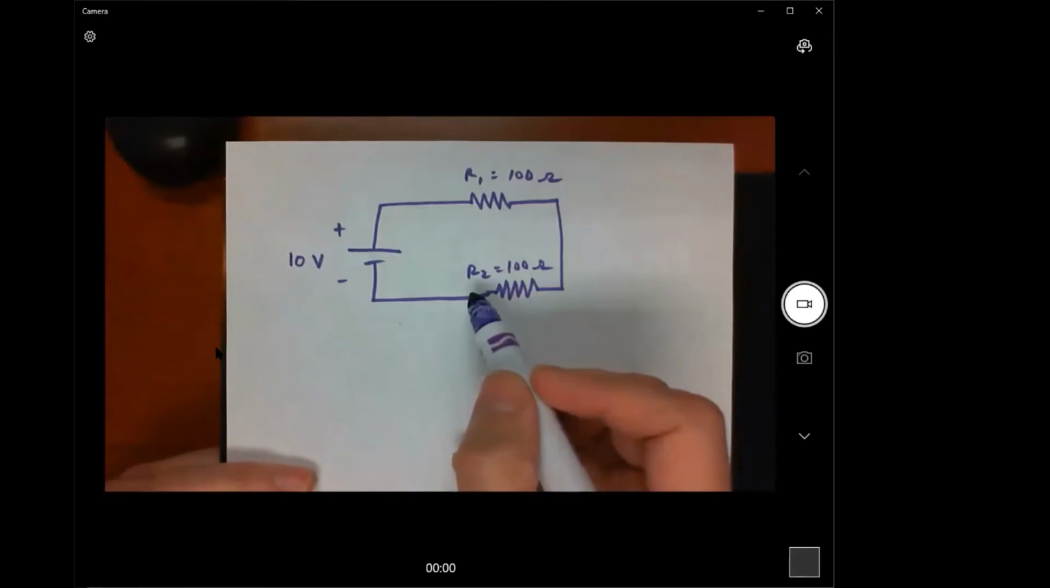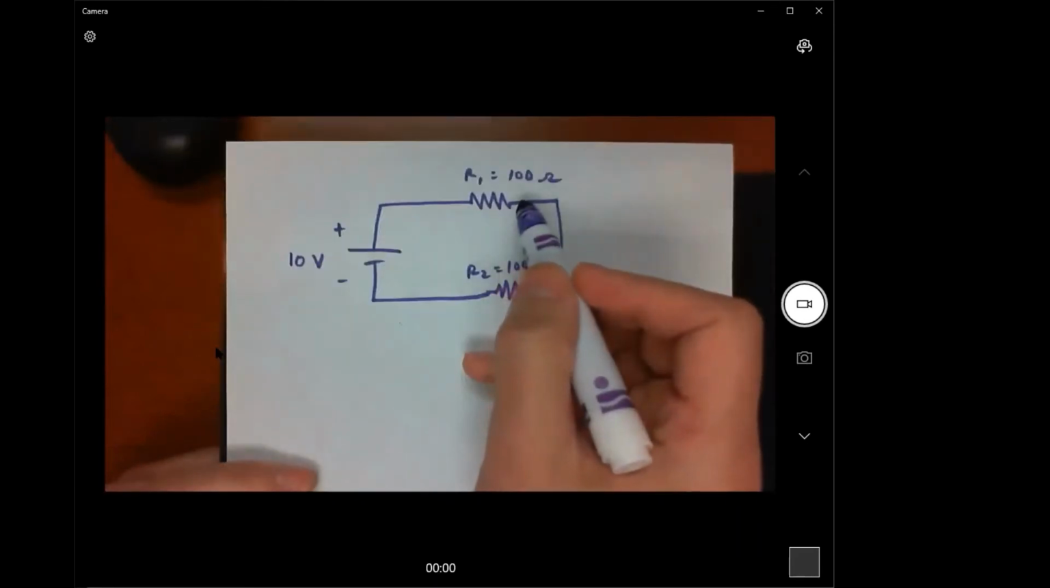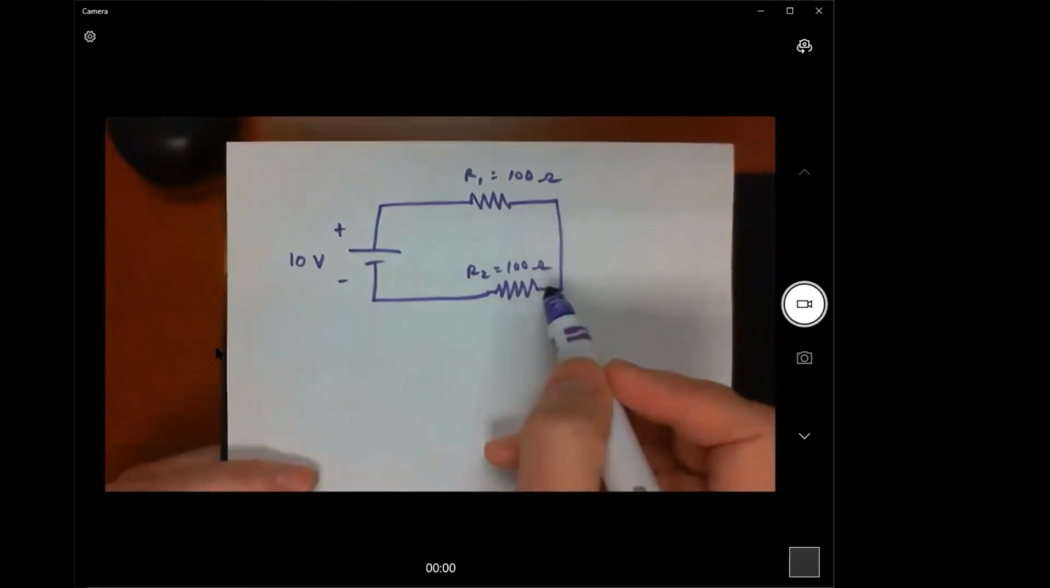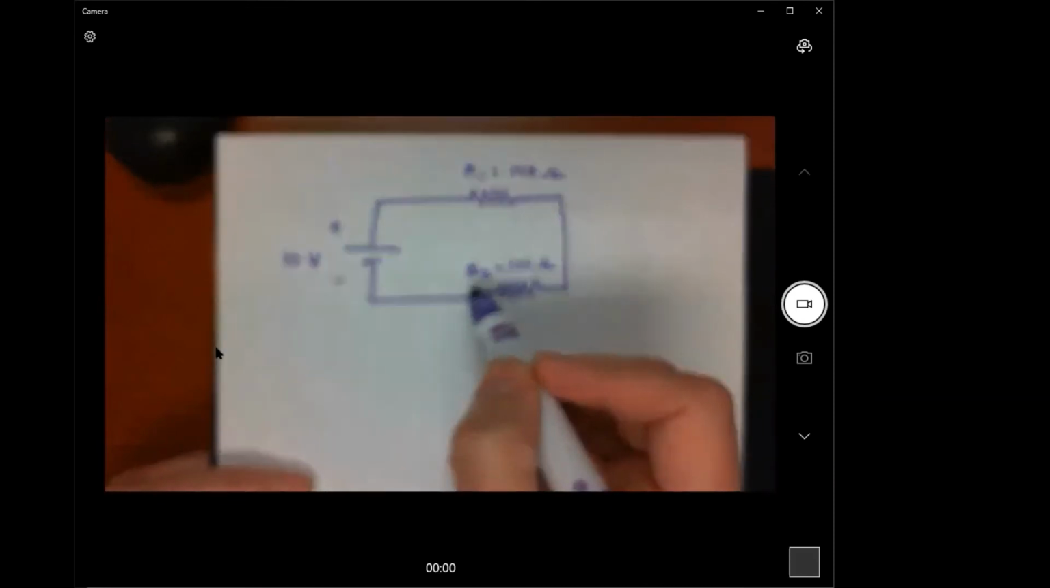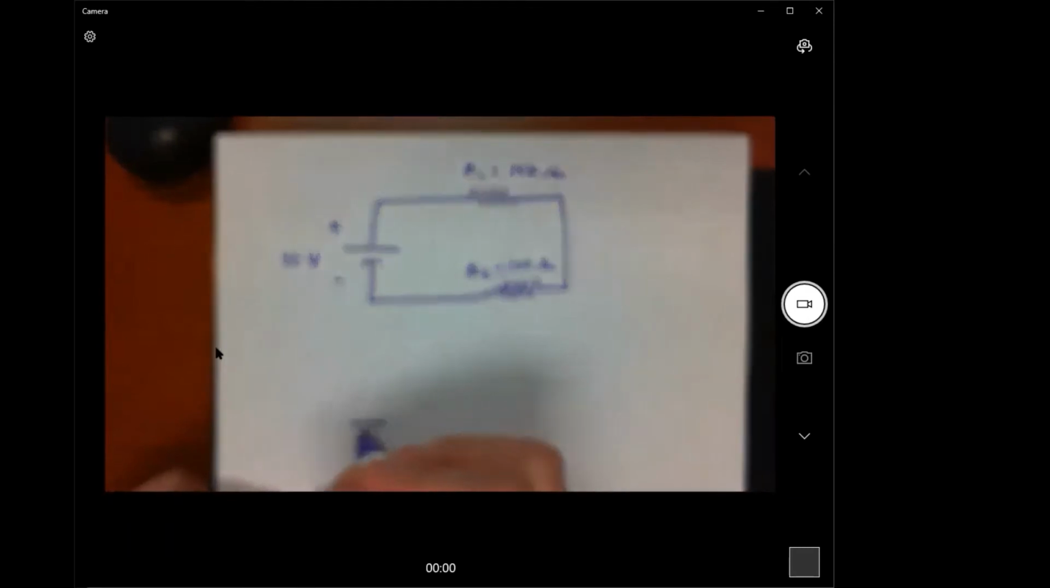Well, they're both 100 ohms, so they're going to have the exact same voltage drop. Half of that voltage is going to be dropped from here to here, and half of the applied voltage will be dropped from here to here. All right, so I think that's kind of intuitive. Now let me make just a slight modification.